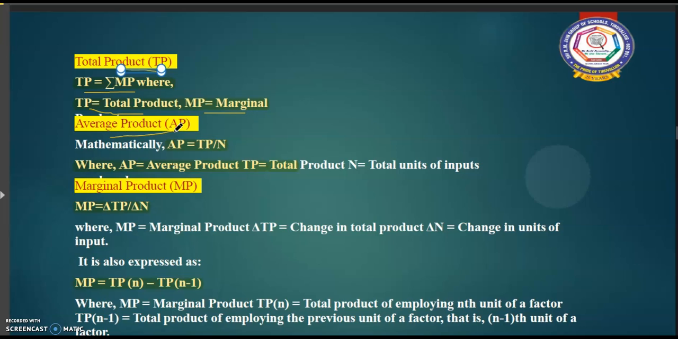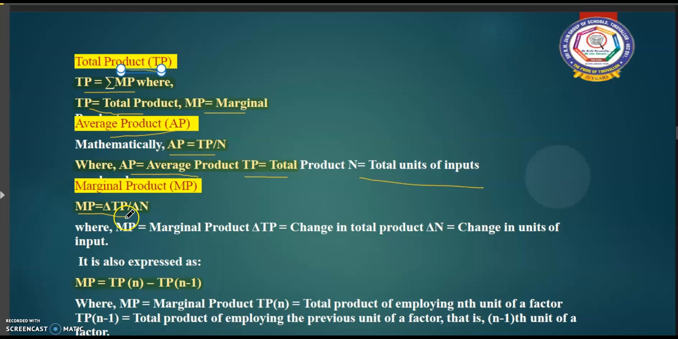Next one, average product. It is the result of the total product divided by total units of the input employed. So it refers to the output per unit of the input. With the given input, how much output we receive, that is the average product. Mathematically it can be written as AP equal to TP divided by N, where AP is the average product, TP is the total product, and N is total units of input.